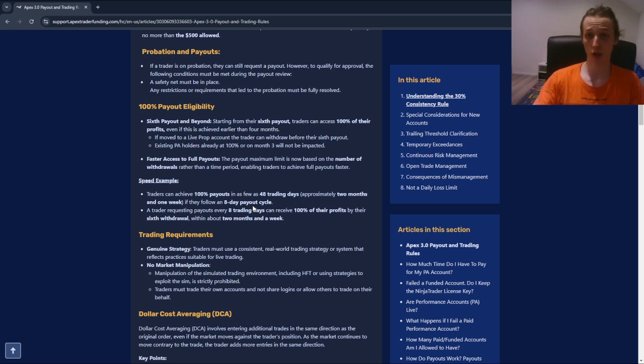So every 8 days you can request a payout if you have met the $2,600, or depending on your account. If you have a 50K account, if you met the $2,600 and 8 days of total trading days, with 5 of them being $50 or more in profits, you can then access 100% of your profits after the 6th payout.